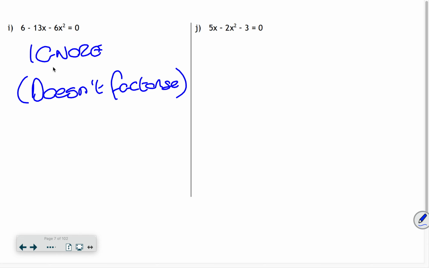The next one, please ignore this one. I'll need to go back and redo this question. I think I've made a typo somewhere. Just ignore that. It doesn't factorise.